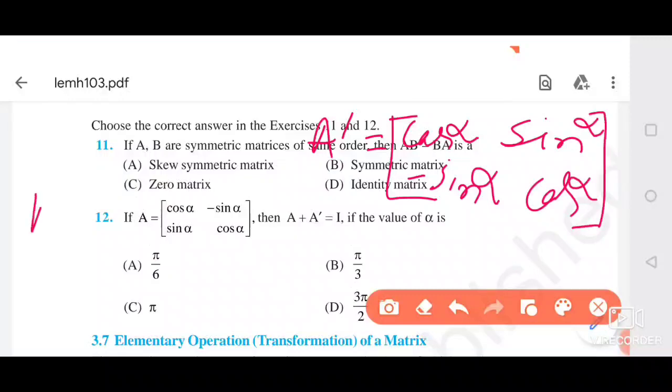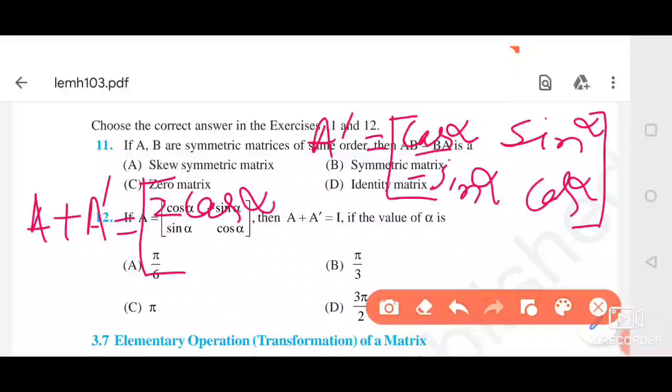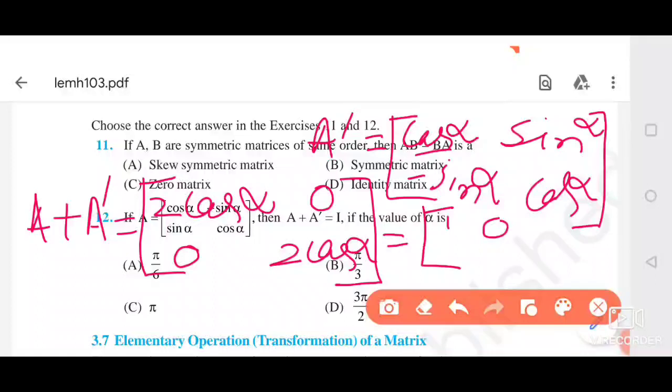Now if we add A plus A transpose, we have to add the corresponding elements. If we add these two, we get 2 cos alpha. Now we add minus sin alpha, so it will be 0. Then sin alpha minus sin alpha, again 0, and cos alpha plus cos alpha, 2 cos alpha. And it is equal to the identity matrix I, so we can write it as 1 0 0 1.